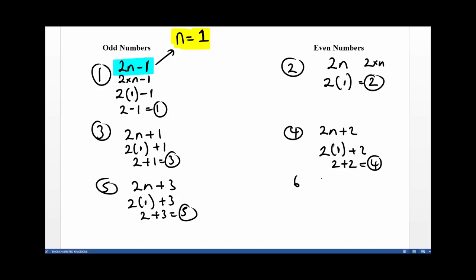And finally, number 6. 2n plus 4. 2 open brackets 1 plus 4. 2 times 1 is 2, plus 4 is 6.